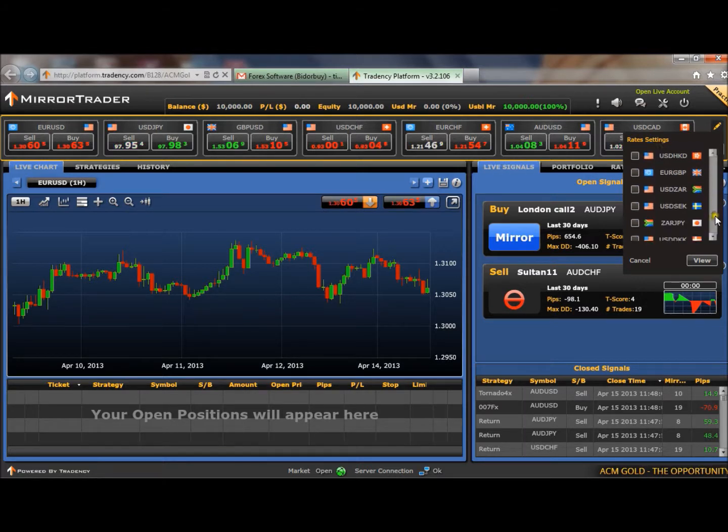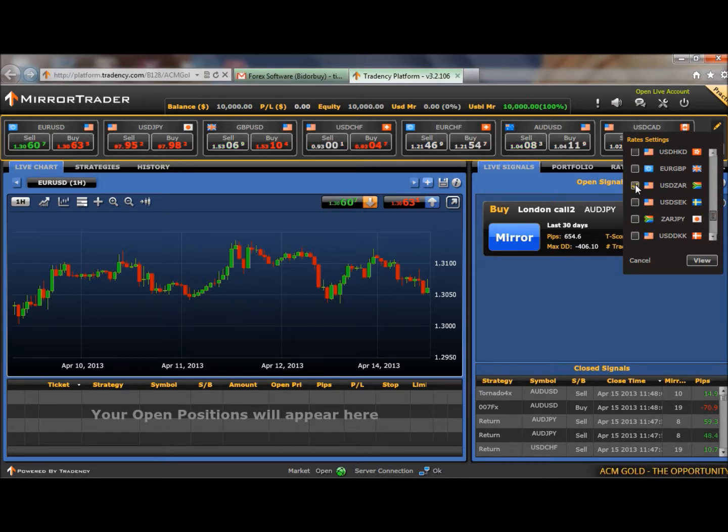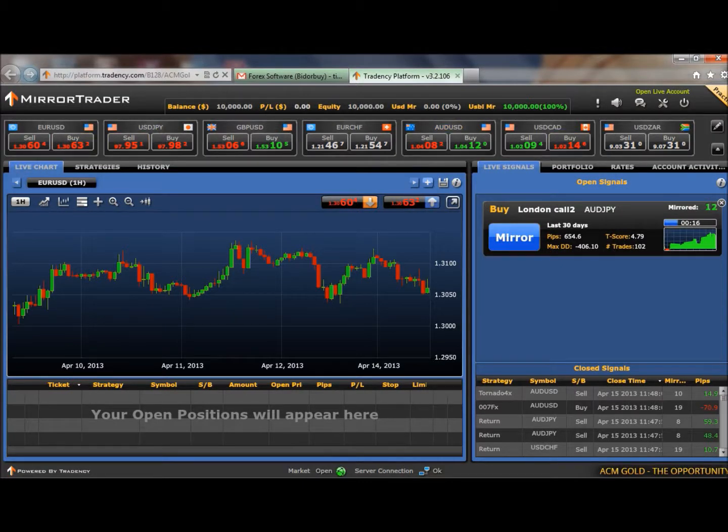Let's add something with the rand. There you go, US dollar rand. Check it and click view, and you'll see here it's added the dollar rand. So you can go and add any currency pair that you like by doing that. Alright, underneath that we've got your chart.